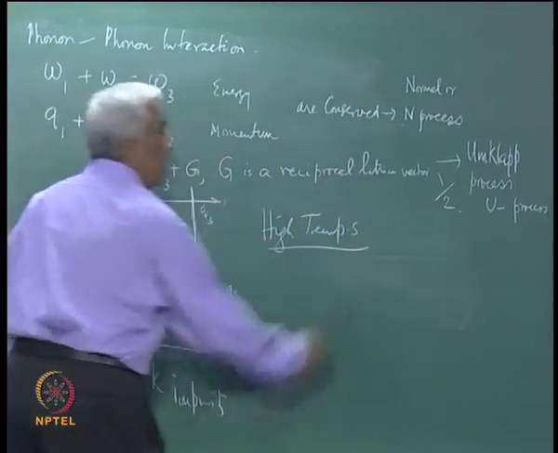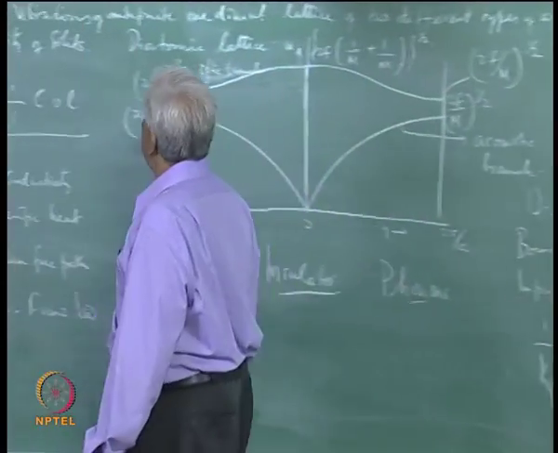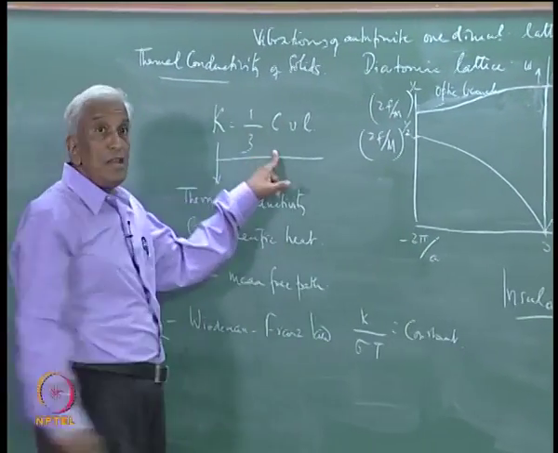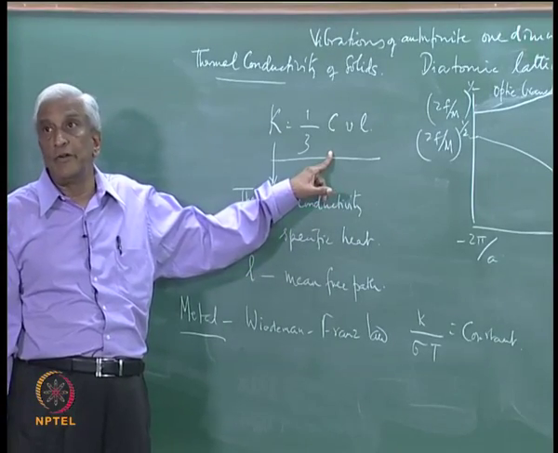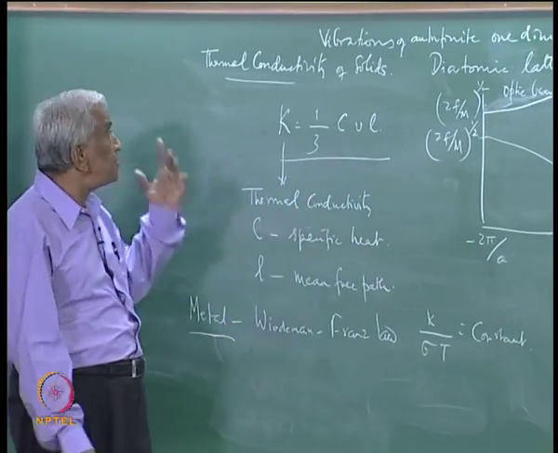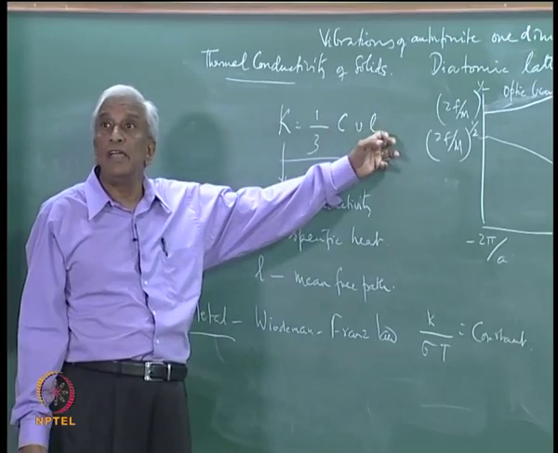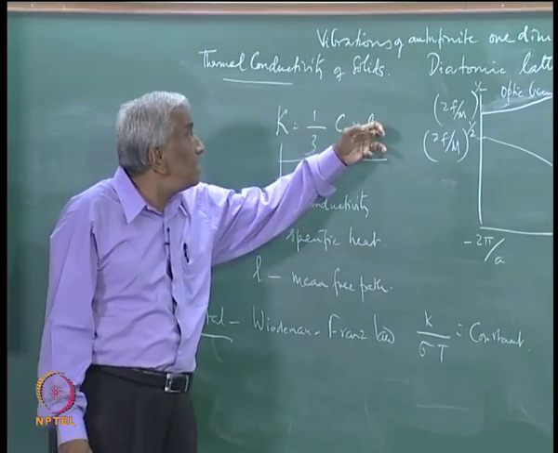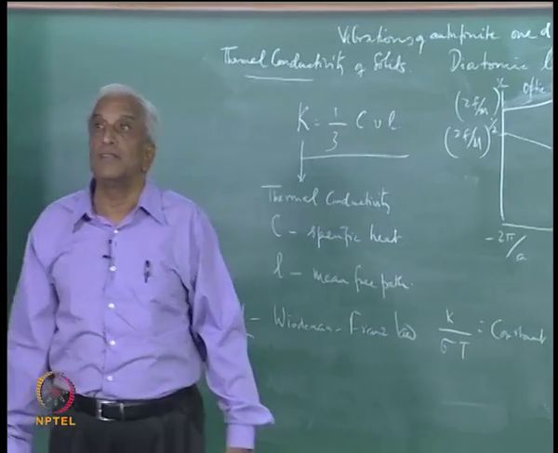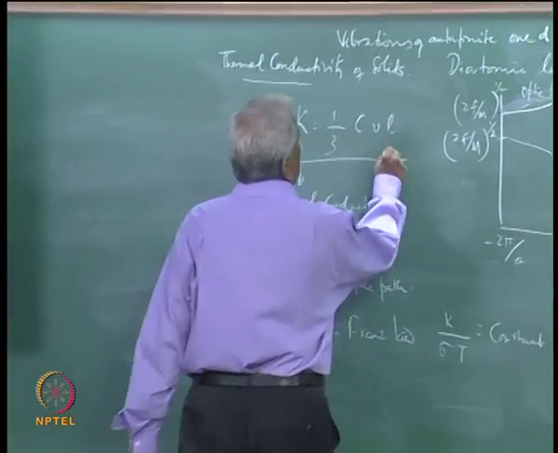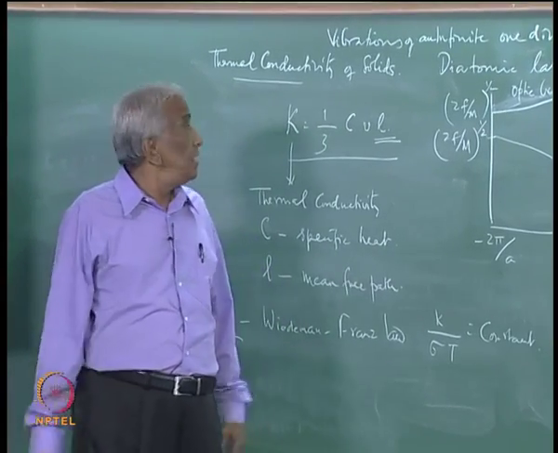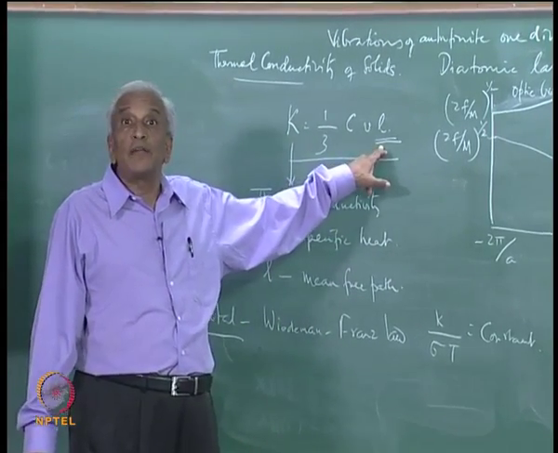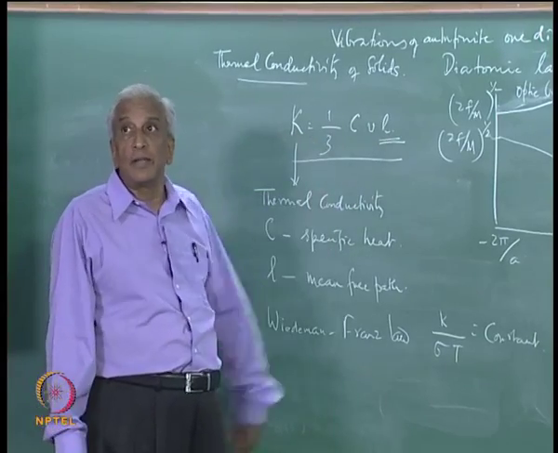Thermal conductivity at high temperatures. We know that the specific heat is independent of temperature at high temperatures because of Dulong-Petit's law, which we have already considered. So, the temperature dependence of the thermal conductivity is going to depend mainly on the temperature dependence of the mean free path. That is what will give you the net overall temperature dependence of the conductivity.